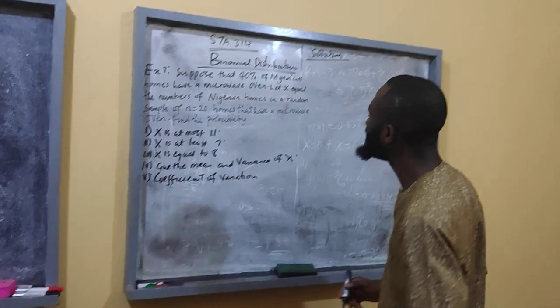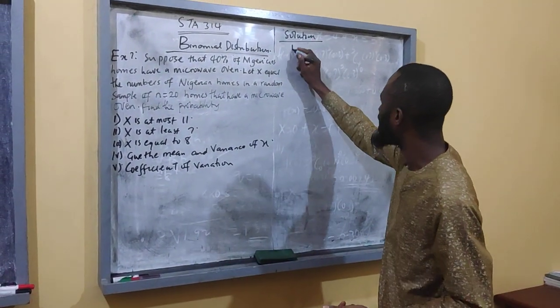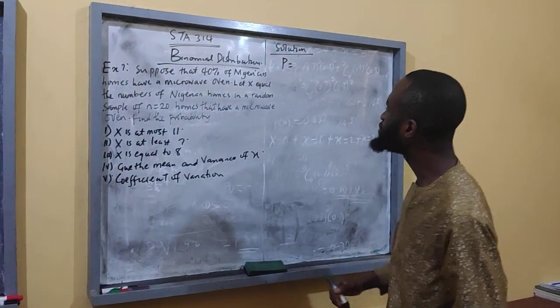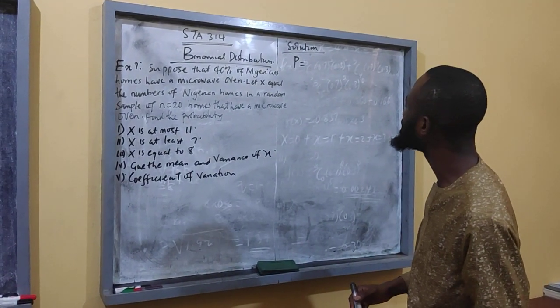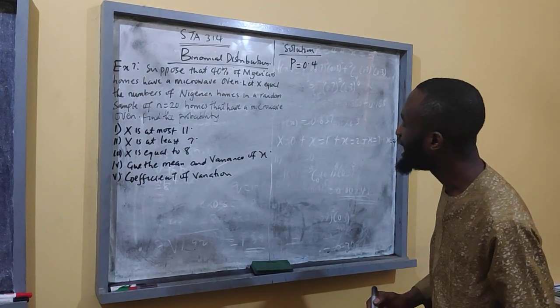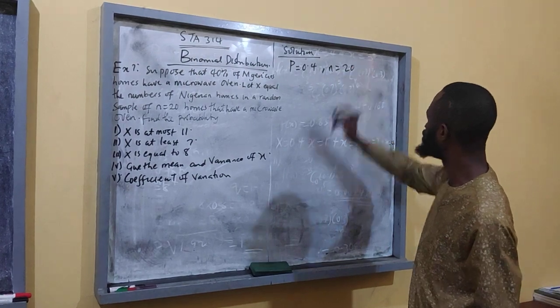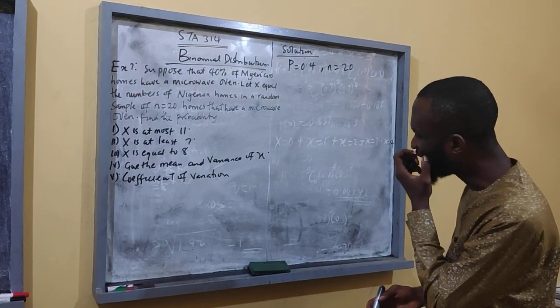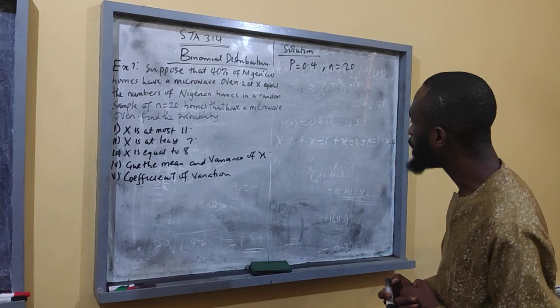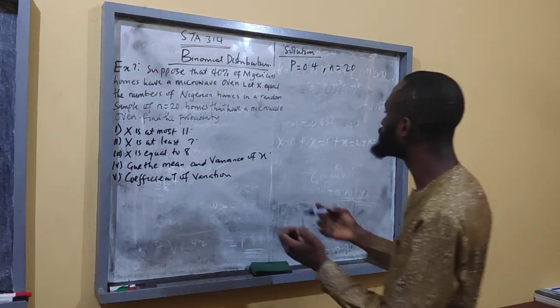The first thing there is, suppose that 40% is the number of sources, my P. And this my P is 40%. 40% is the same as what? 0.4. Then the number of Nigerians, there are 20 home. N is 20. Then they ask us to find what? The probability that at most 11 home.